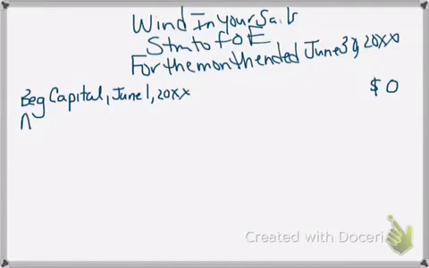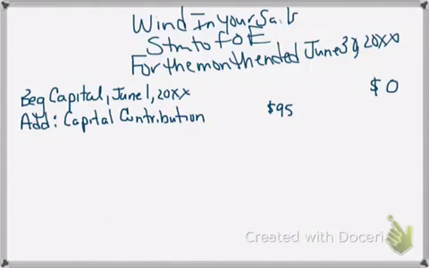We would then come in and add the things that we add, which are capital contributions. So this is when the owner is putting money into the business, and this is the things that have happened during the month of June. The owner actually put $95,000 into this company. So I would have that $95,000. Notice I have a dollar sign to start that particular column.